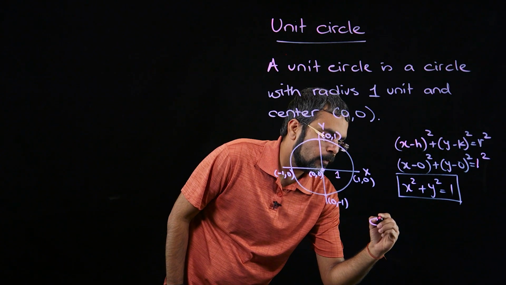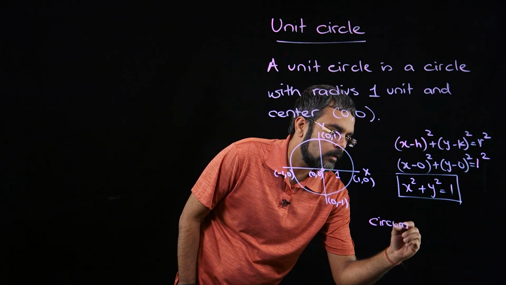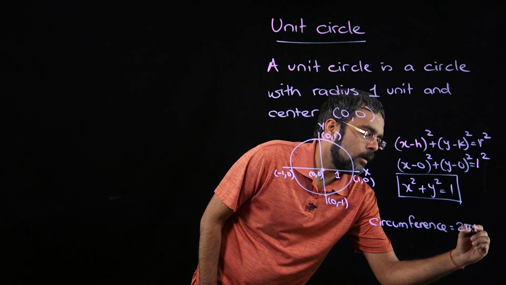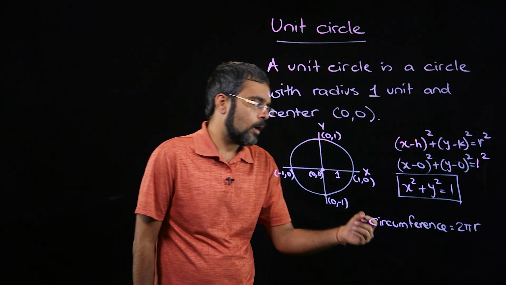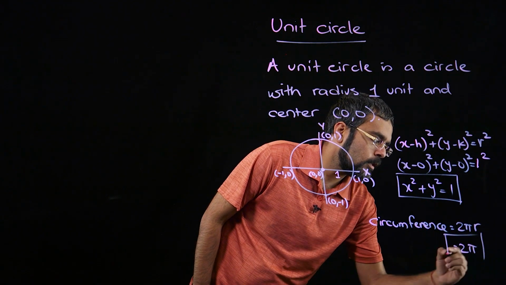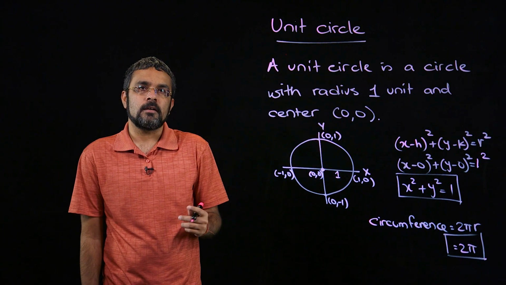Now, what is the circumference of this unit circle going to be? Well, we know that circumference is 2 pi r, but for us, radius is just 1, so circumference is just going to be 2 pi. So for a unit circle, the circumference of that circle is 2 pi.